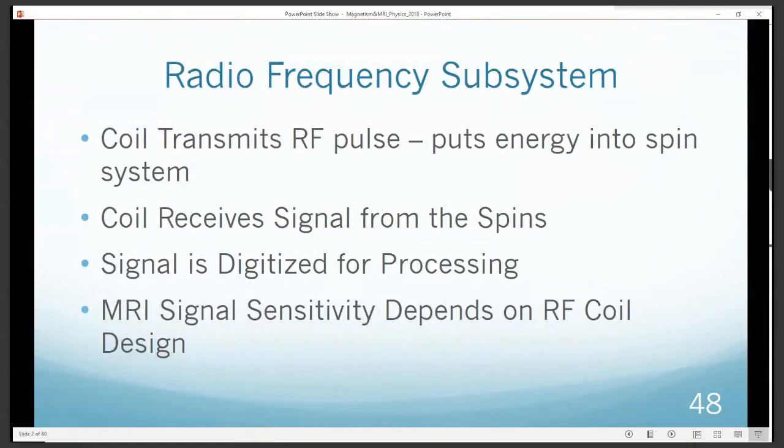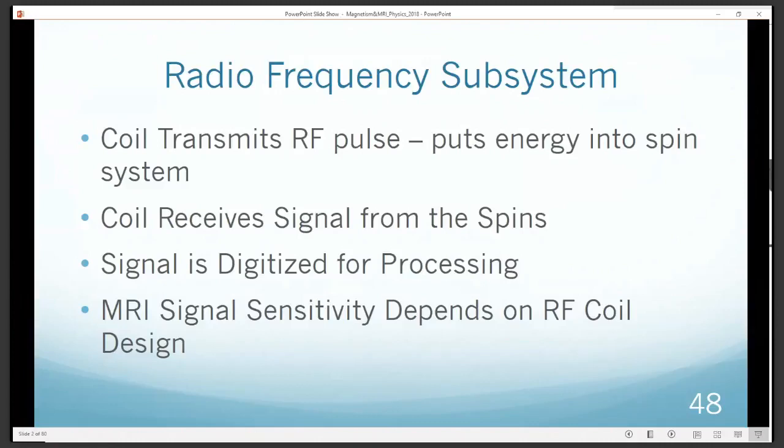The second major component next to the magnet is the radio frequency subsystem. It includes the coils which are used to transmit the excitation RF pulse and put energy into the spin system, and also the coils that receive the signal from the spins. Some coils are designed to do both these functions. Some coils just transmit or just receive. Once the signal is received by the coil, it is digitized using an analog digital converter for processing.